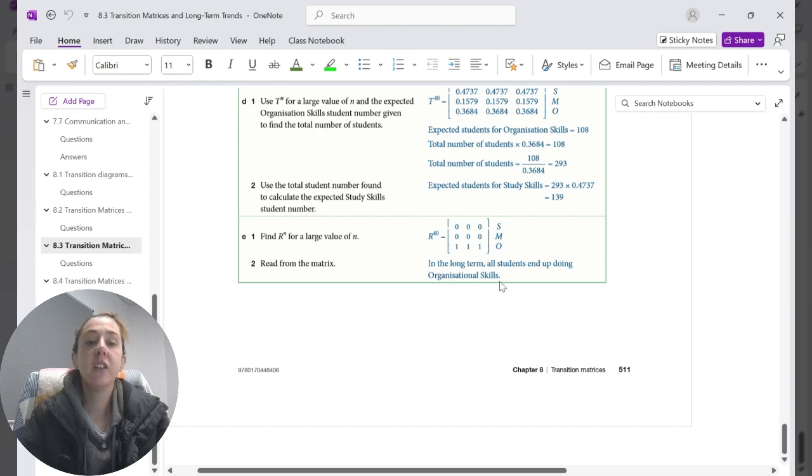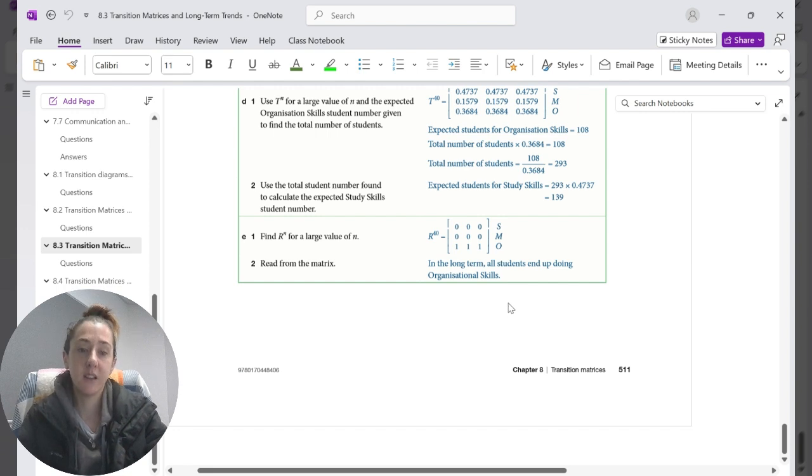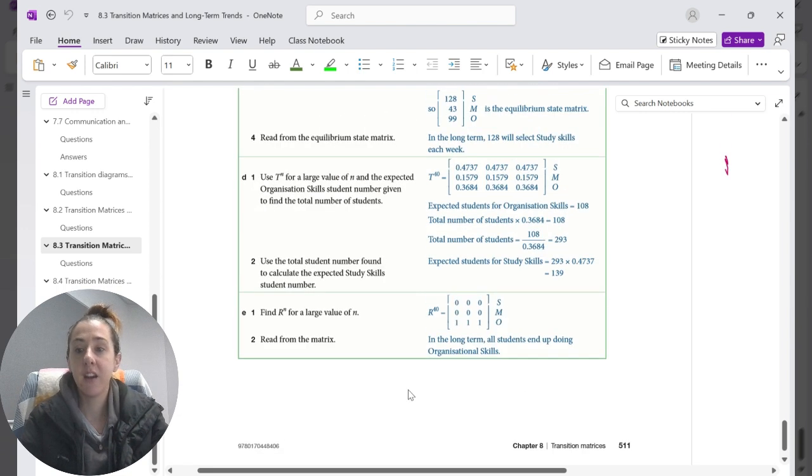So in the long term, because all of our students are ending up at O, all of our students are actually going to end up doing organizational skills in the long term. So that's how you read that. All right, I'll leave that there. We've got 2 more parts to go through, and then it'll be getting ready for the SAT.